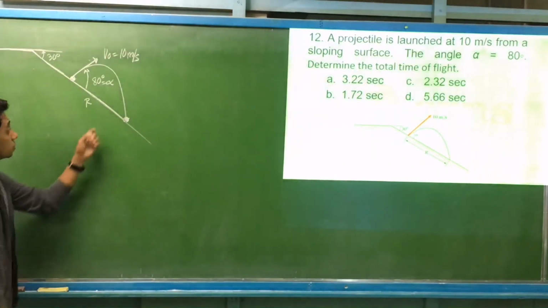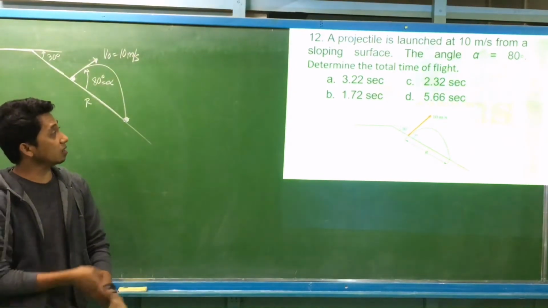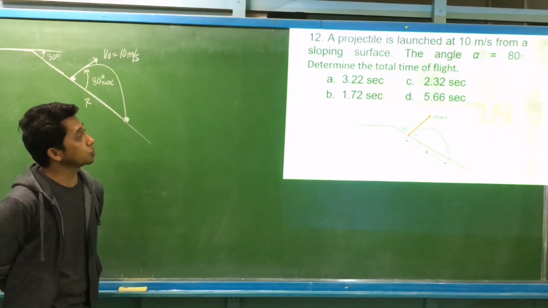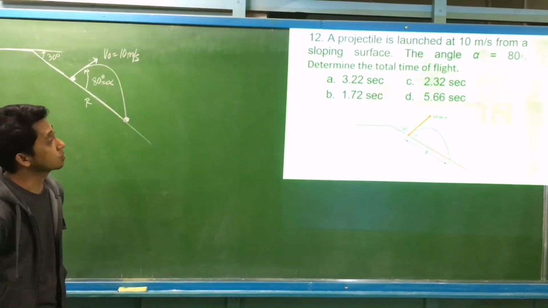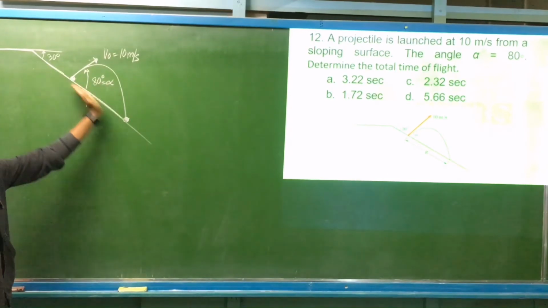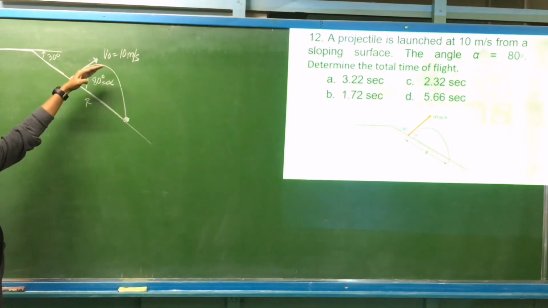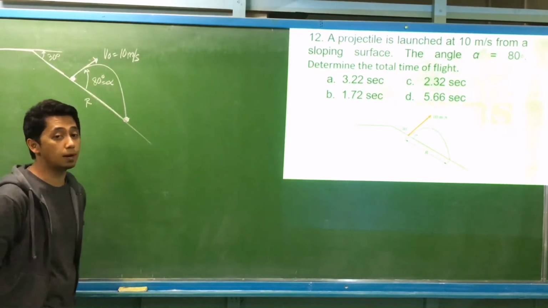So let's have this case. As you can see, we have a sloping ground. A projectile is launched at 10 meters per second from a sloping surface. The value of alpha, that is the angle between the sloping ground and the initial direction of the projectile, we have 80 degrees. Determine the total time of flight.